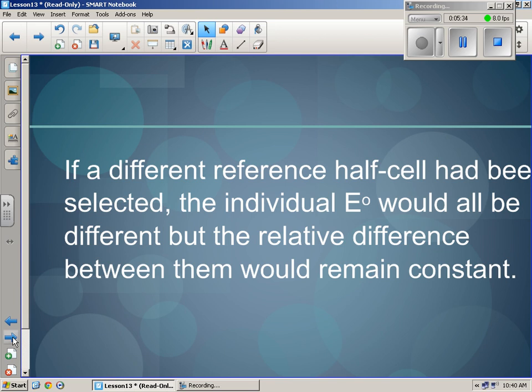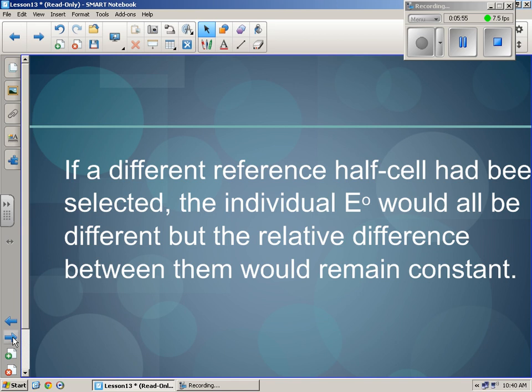Got it? Where'd my booklet go here? I'll just grab this one here. What's the copper half cell electrical potential? 0.34. So here's the important part. If I'm comparing 0.34 to 0, that's a difference of 0.34, correct? Okay? That's always a difference of 0.34.